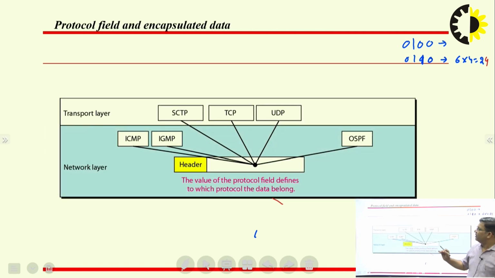So next is different protocols. ICMP, IGMP, OSPF, TCP, SCTP, UDP. These are the protocols we are using with IPv4. You are saying that these are the protocols we are using at the transport layer. Yes, we are using these protocols at the transport layer, but we are defining that we will use these protocols at the transport layer. What is the responsibility of the network layer? It is the responsibility of the network layer to decide which type of protocol we are using at the other, upper layer also. Okay.